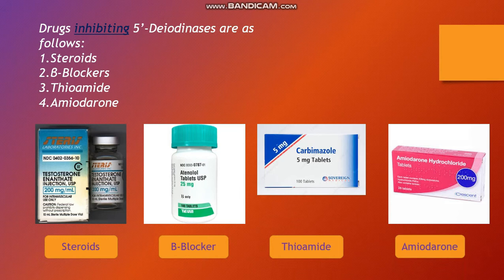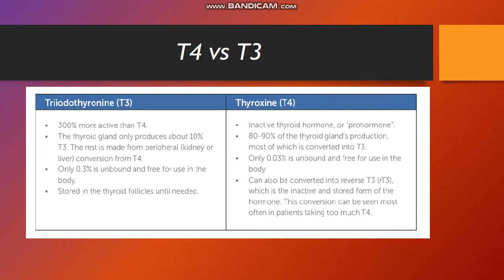T3 versus T4, in comparison, please look. Triiodothyronine is 300 percent more active than the T4. The thyroid gland only produces about 10% of T3, the rest is made from peripheral conversion from the T4, in the kidney or the liver. Only 0.3% is unbound and free for use in the body, stored in the thyroid follicles until needed.